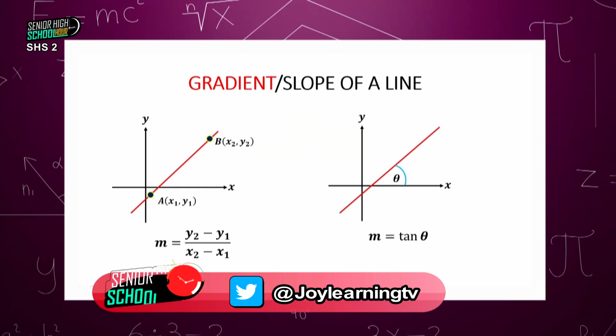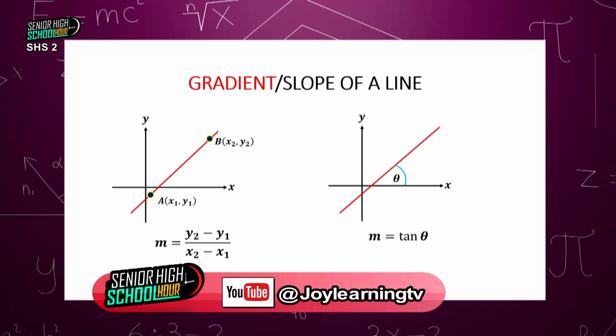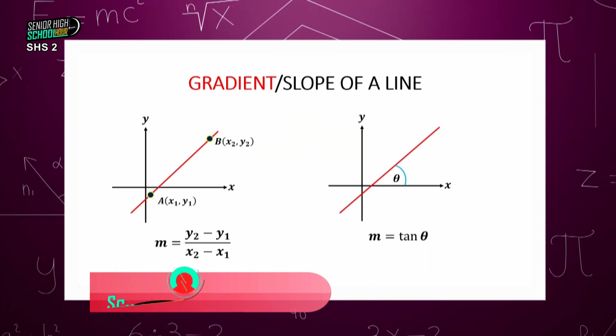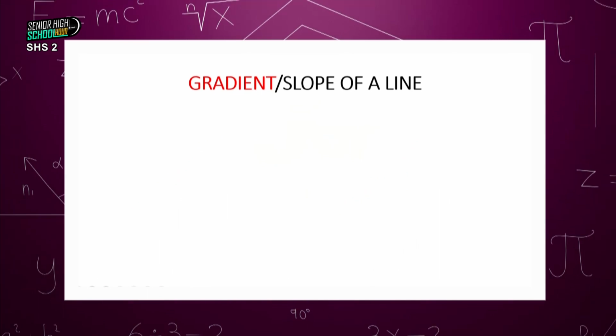But we have different slopes. So far, you notice that our slopes, our lines, the red ones you can see on your screen, they move from bottom left to top right. So it is rising, like a forward slash. Okay, but we have other slopes. So take a look at this. This is the one you're used to. For this, the slope is positive, the gradient is positive because it is rising.